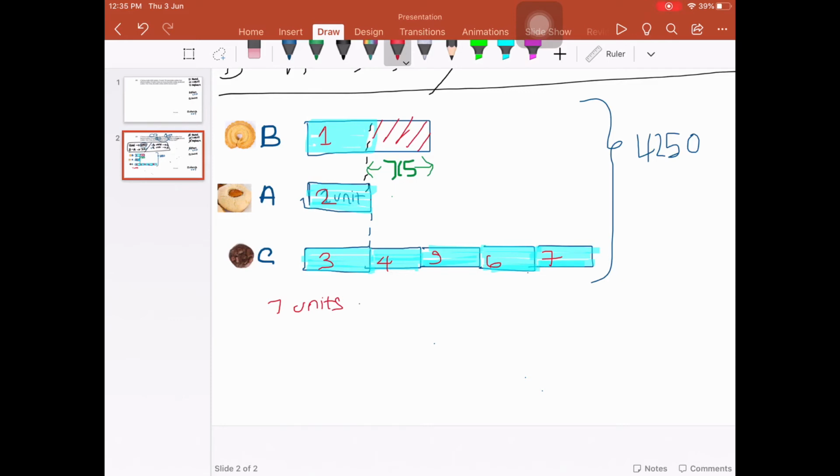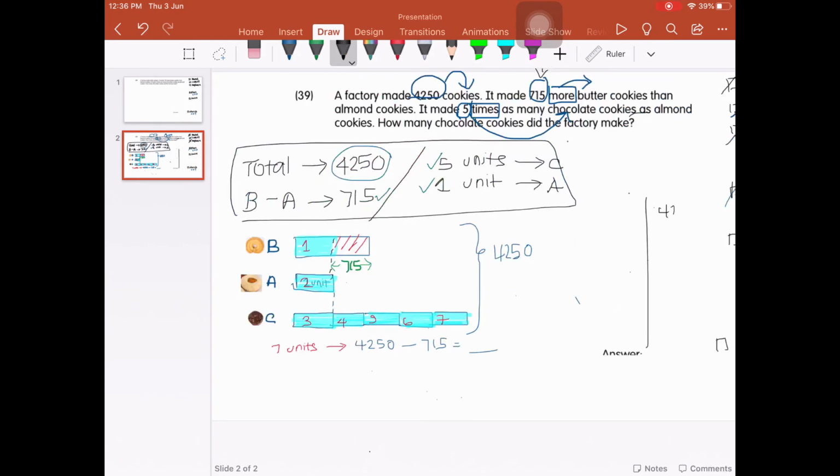So to find 7 units, to find the blue color boxes, we need to subtract. We take the total 4,250. We minus 715. We take away 715. Then we can find the 7 units. So let's find that by doing workings. 4,250 minus 715. Workings.